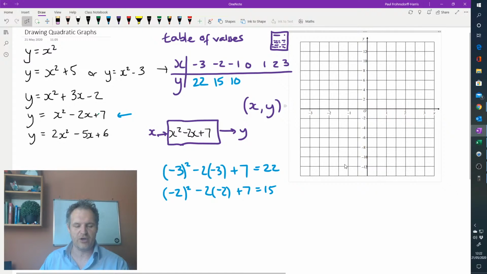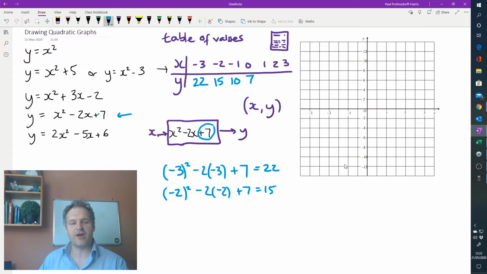0 is quite easy because 0 squared is nothing. Minus 2 times 0 is nothing, so it's just going to be plus 7. It'll always just be the number bit for 0. It's quite cool. And then I can do these in my head. 1 squared is 1. Take away 2 is minus 1. Add 7 is 6.